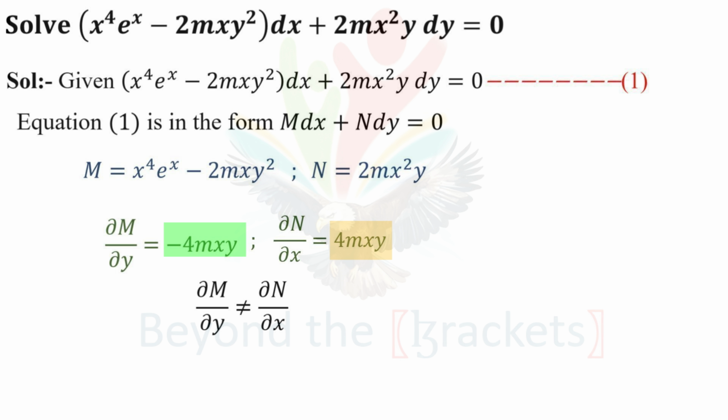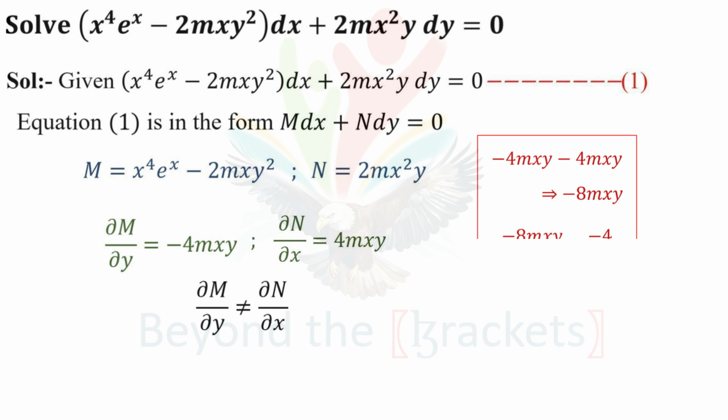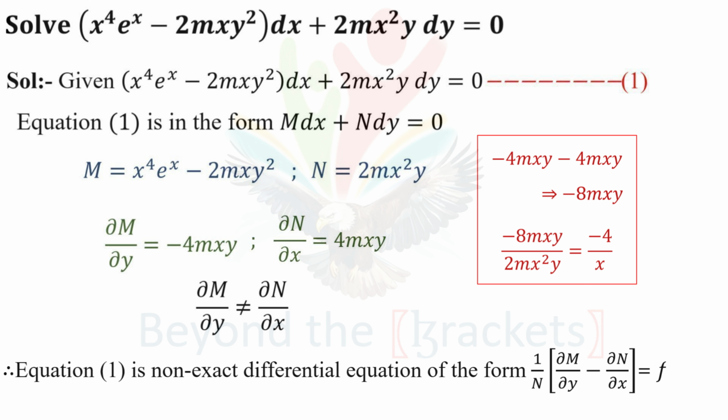Subtracting these two terms, we get minus 4mxy minus 4mxy, which is minus 8mxy. Dividing this by m will further complicate, whereas dividing this by n will cancel out the values in the numerator and denominator, and we are left with a term that is purely in terms of x. Hence, the given differential equation is non-exact of type 3.